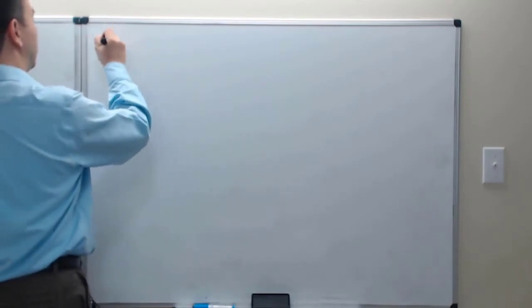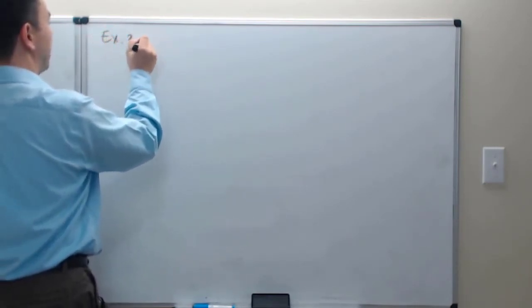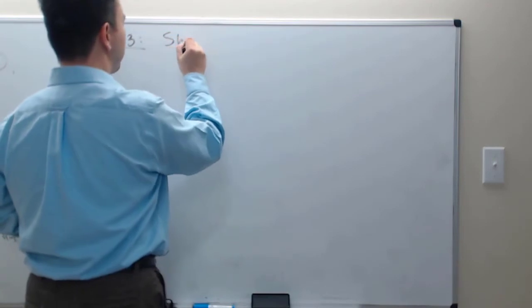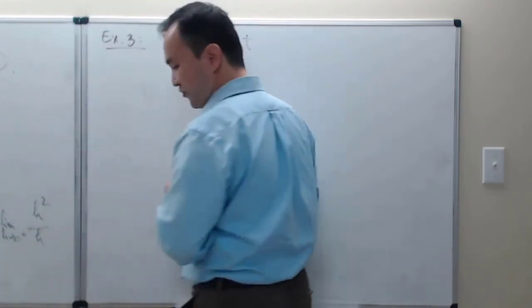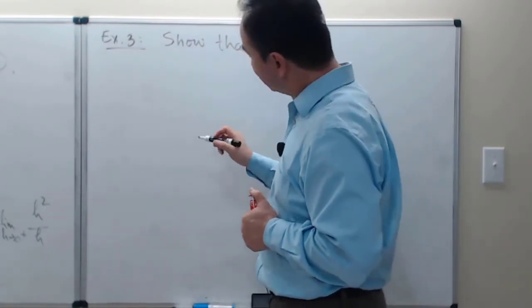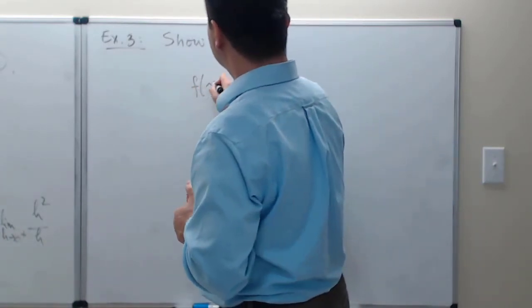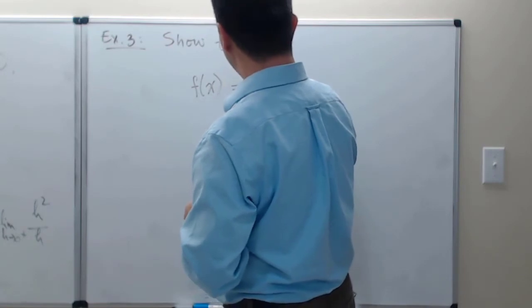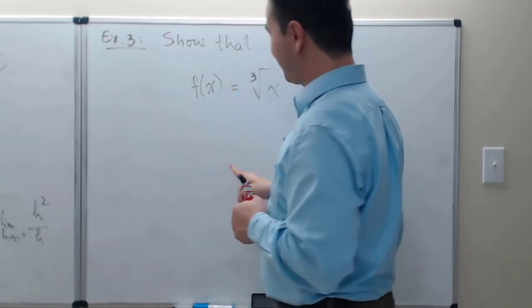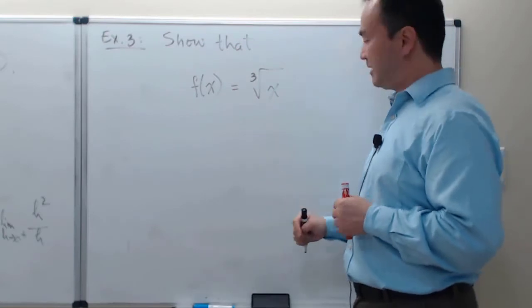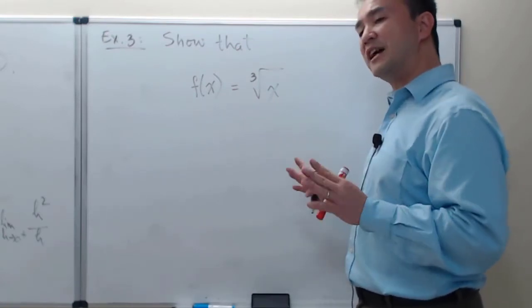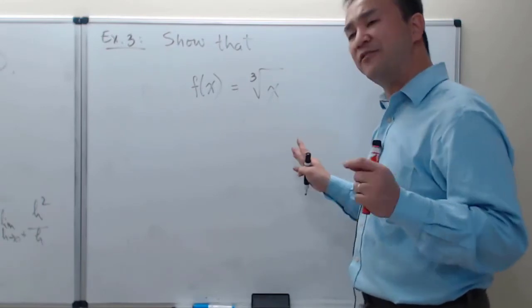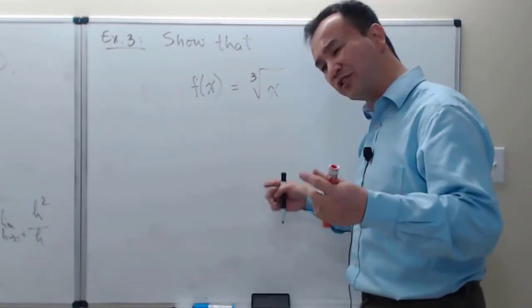Let's look at now example 3. And we want to show that, again, we want to show that our function f of x equals a cube root of x. I do believe that throughout pretty much my entire lecture so far, we haven't done anything that involves the cube root. So let's give it a try.